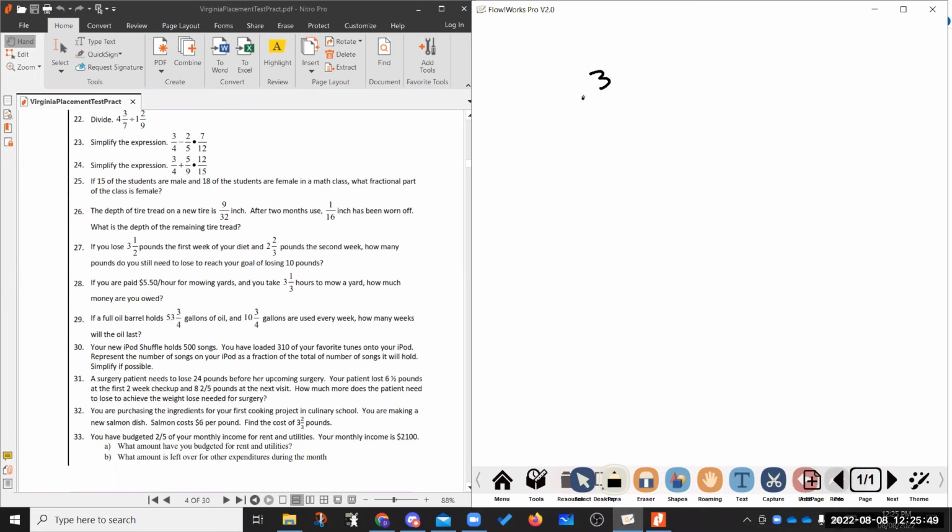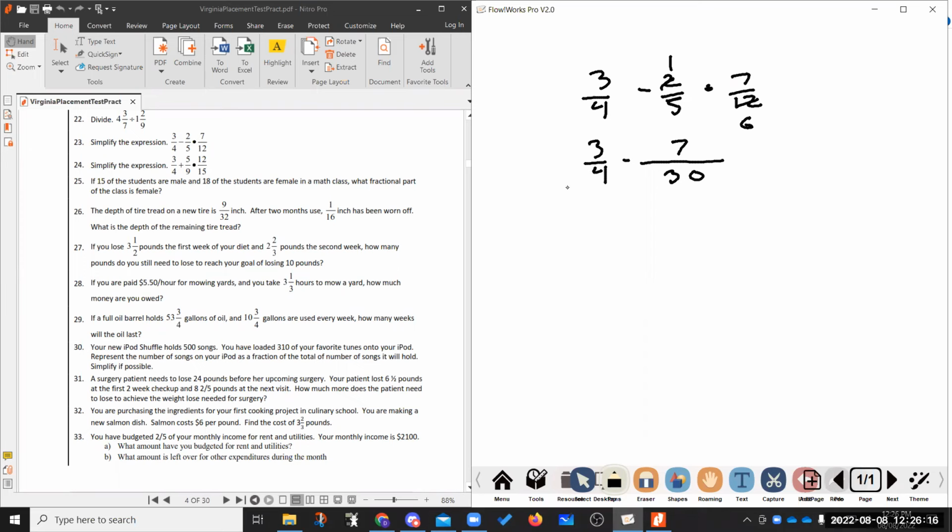Now we're going to do some order of operations problems. 3/4 minus 2/5 times 7/12. And let's go ahead and do our multiplication. 2 goes into 12 6 times. 5 times 6 is 30. 1 times 7 is 7.